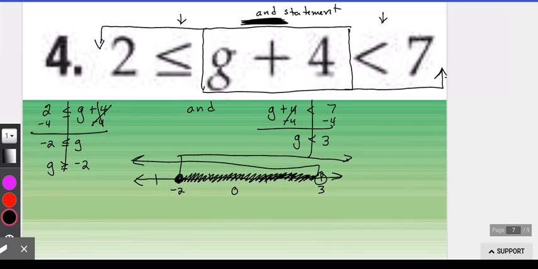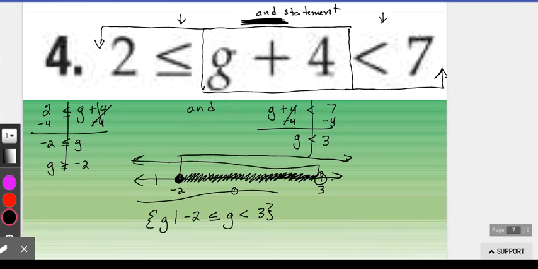Okay? So my answer: g such that, and remember it's between, so I'll start with the smallest one, use less than. So this would be less than or equal to, because that's a closed dot, means -2 is a solution. My variable in the middle where the shading is, less than 3. And the 3 is an open dot, so that would not be included as part of the solutions.